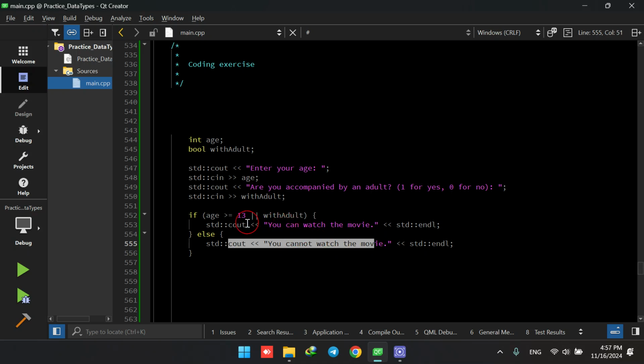So what would be the otherwise option? The otherwise would be that you are below 13 and you're not accompanied by an adult. So let's try and see how it works.